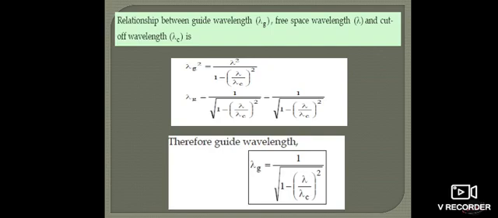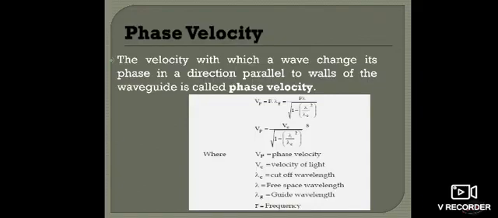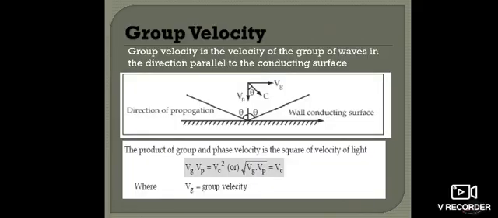That means this is the relation between lambda g, lambda and lambda c. Okay, so this is the final equation. And what is the phase velocity? It is the velocity with which a wave can change its phase in a direction parallel to the walls of the waveguide, and it can be given as Vp equals Vc by under root of 1 minus lambda by lambda c whole square. Okay, so we now know what Vp, Vc, lambda c, lambda and lambda g are. Like this we can learn this phase velocity.